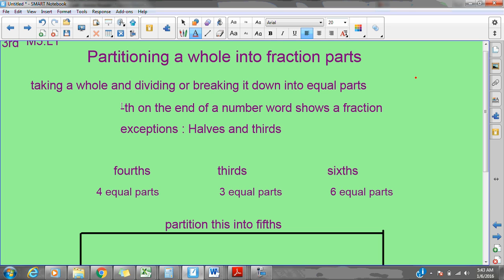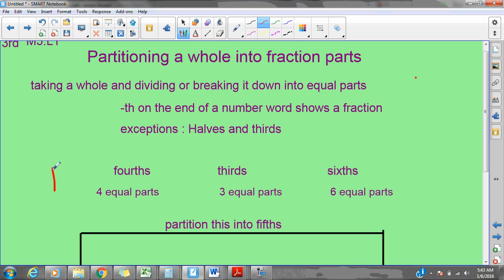If you see TH on the end of a number word or a word name, that tells you that you are going to have a fraction or equal parts of something. The exceptions to this is when you have the word halves, which means 2 equal parts, and thirds, which means 3 equal parts. Here's some examples of other words that do use TH. So we have fourths. The number before the TH lets you know how many parts, and the TH lets you know that it is a fraction. It's not 4 parts, but it's one thing broken into 4 parts.